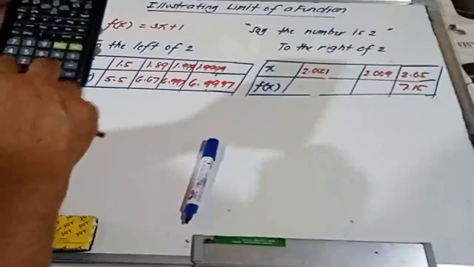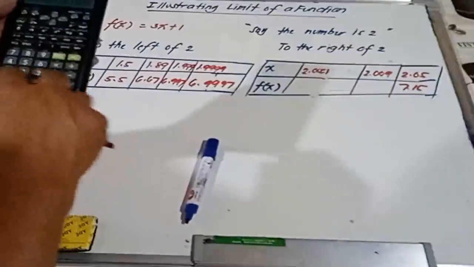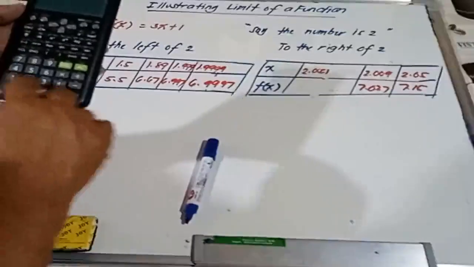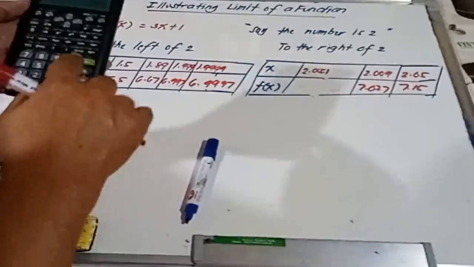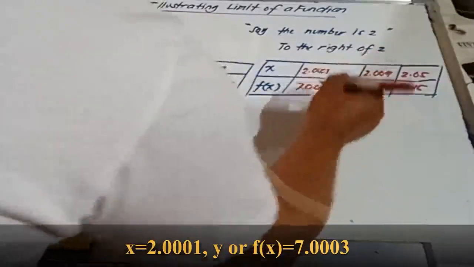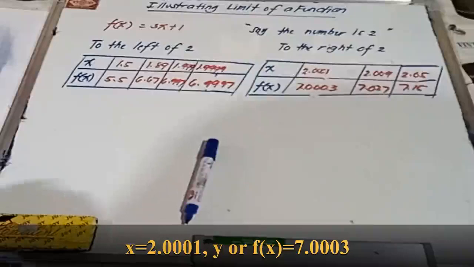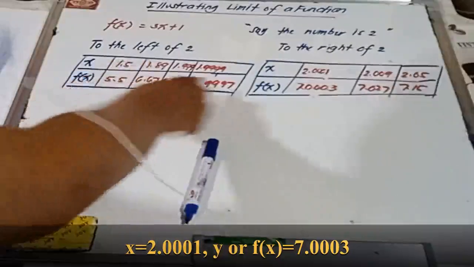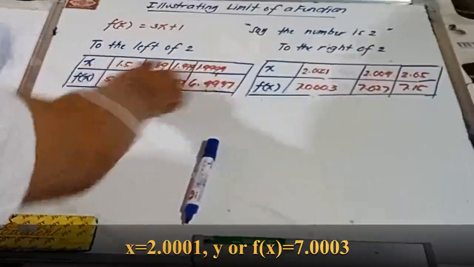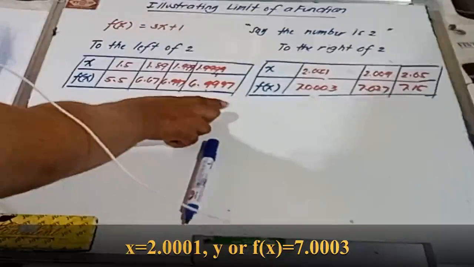2.009 times 3 plus 1 is 7.027. 2.0001 times 3 plus 1 is 7.0003. Yan. So, mapapansin natin, to the right of 2 or to the left of 2, x is approaching 2, yung ating y is approaching 7.